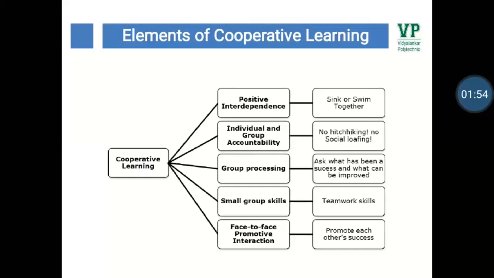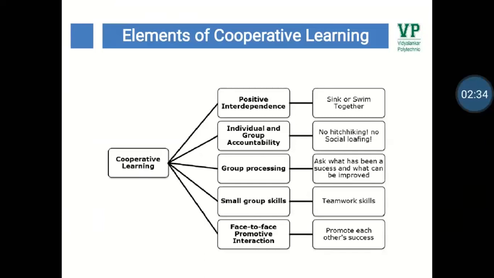Positive interdependence is the first essential cooperative learning element. It is the heart of cooperative learning. Learners must believe that they sink or swim together. Individual and group accountability is the second essential cooperative learning element. It means the group is accountable for achieving its goal and each member must be accountable for contributing a fair share in order to achieve the group goal.